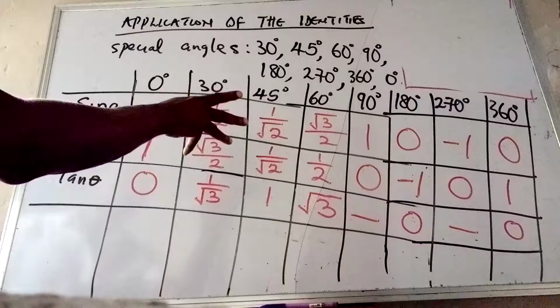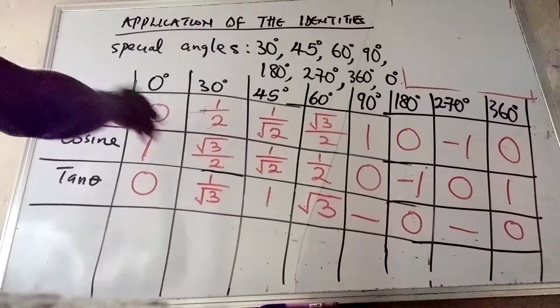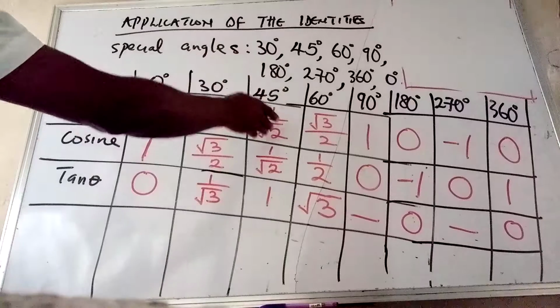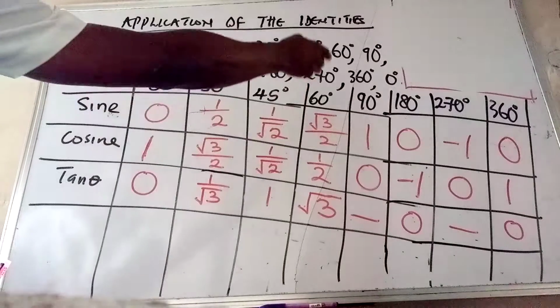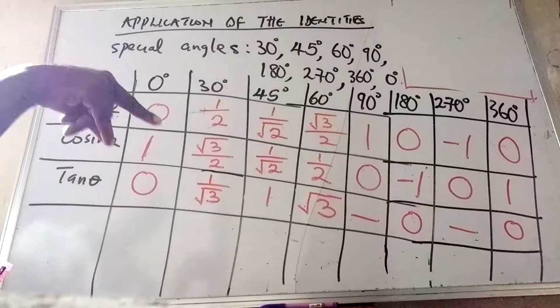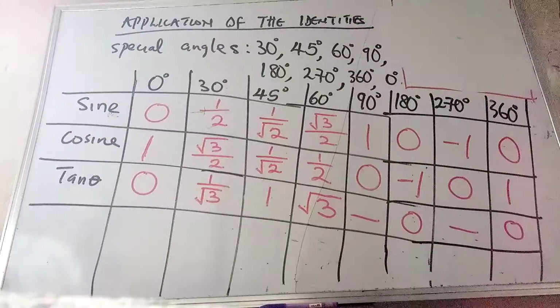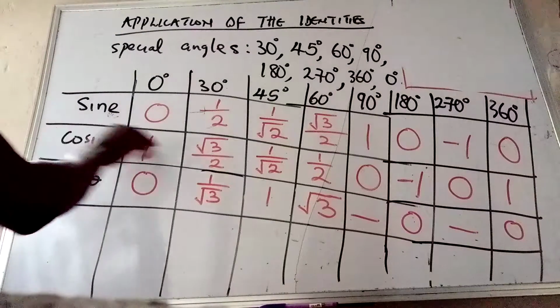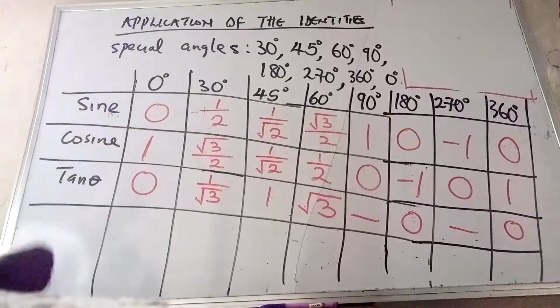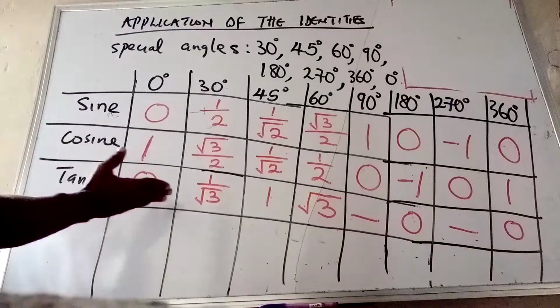But next now is how I know that sine 30 degrees will be 1 over 2, sine 45 degrees will be 1 over root 2, sine 60 degrees will be root 3 over 2. I'm going to show that in the next few seconds. Now, cosine also, I will show that of 30 degrees, 45 degrees and 60 degrees. But how did I arrive at tangent?